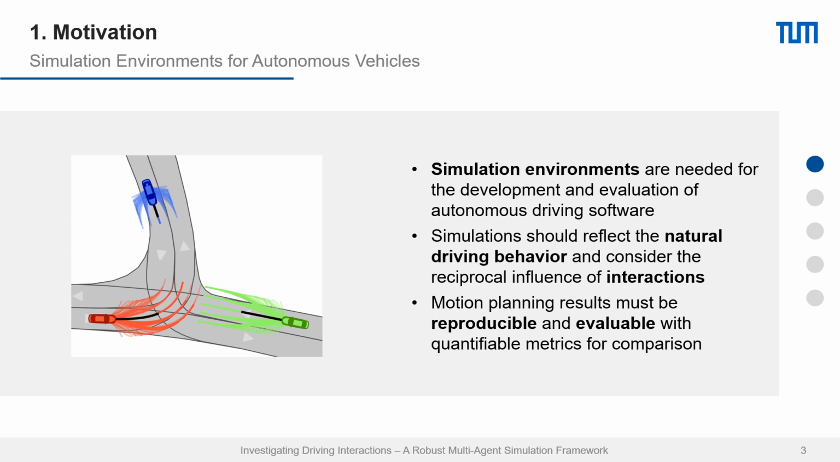Most simulation environments consider interactions only to a limited extent. While the agent vehicle can adapt to the surrounding, the behavior of the other vehicles does not necessarily provide a similar responsiveness. However, the mutual influence of driving actions shapes the collective behavior of the traffic. Additionally, simulation frameworks should be able to reproduce simulation results and provide measures to compare different planning approaches.